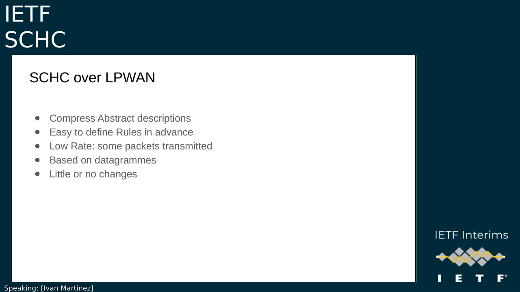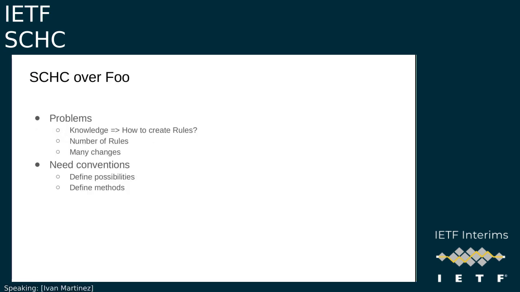So in SCHC over LPWAN, we had some compression of abstract descriptions. The idea was that because the traffic can be defined in advance, it is easy to define the rules. In that case, we had low rates, so there are some little packets from time to time that need to be transmitted. We think that should be the same for the other protocols because it's more static and it's easy to create the rules, and there are little or no changes in the traffic. But this is not the case for other protocols.